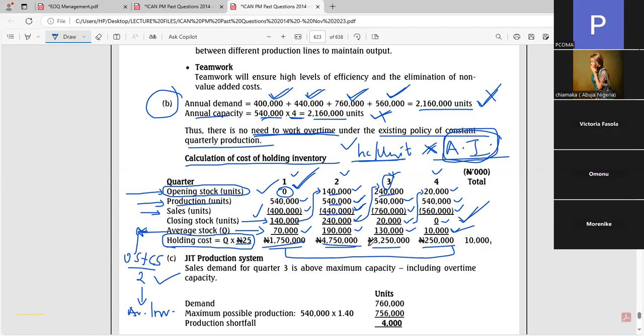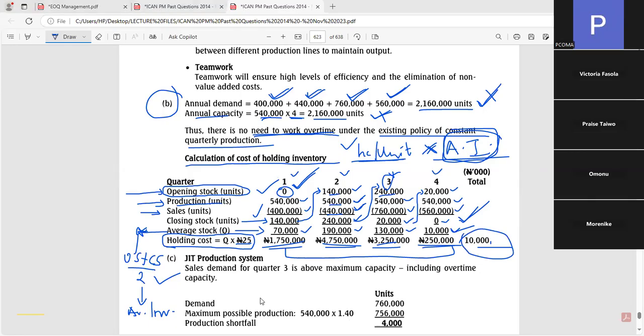All these are in naira. That's the holding cost. Our holding cost is 10 million. Are we good now? So let's continue. We only have a few minutes to round up this class.